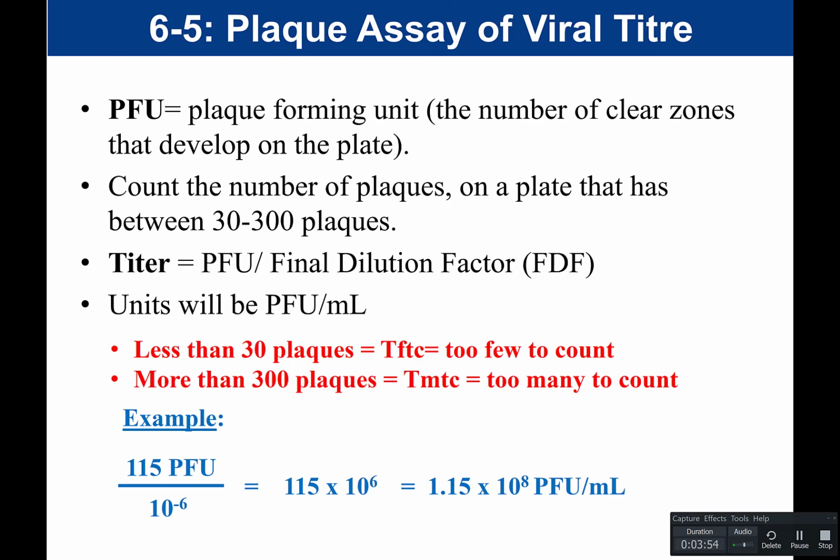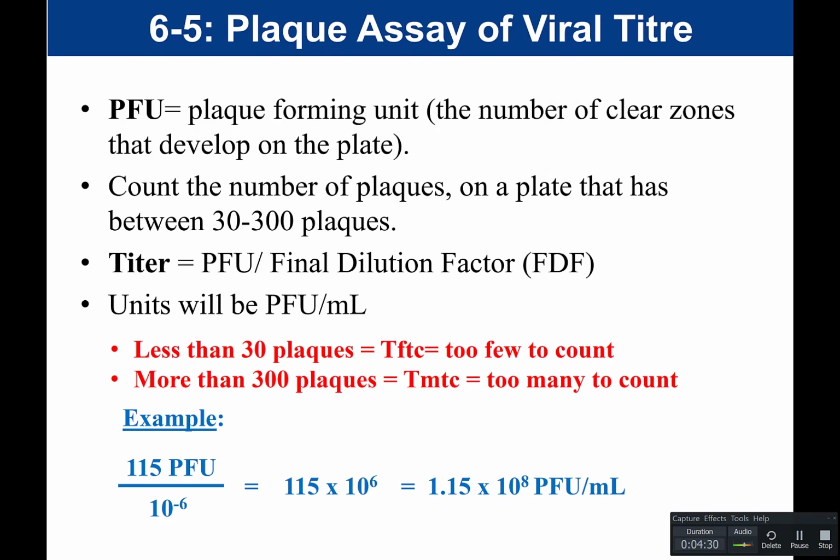For this slide, you want to know what PFU stands for. PFU stands for plaque forming unit. This is the number of clear zones that develop on the plate, so the number of plaques. You want to know that when calculating the viral titer, you need to use the plate that has between 30 and 300 plaques. Again, this is very similar to when we did our standard plate count, but instead of counting plaques, we were counting colonies. Same idea here though. Pick the plate that has between 30 and 300 plaques.